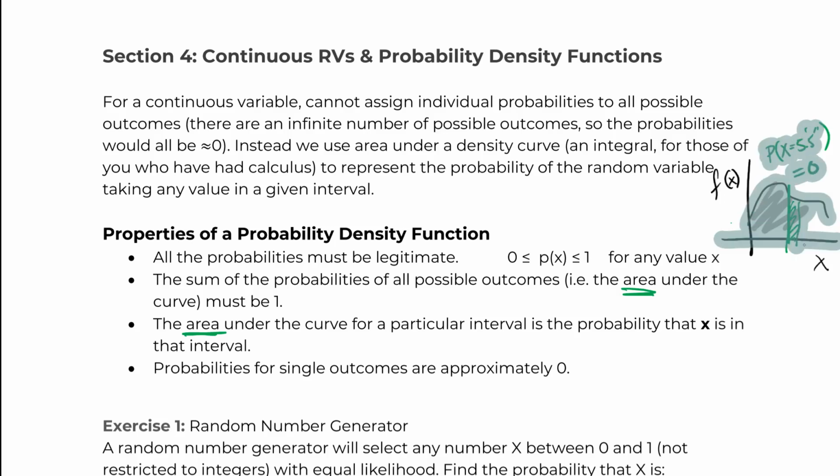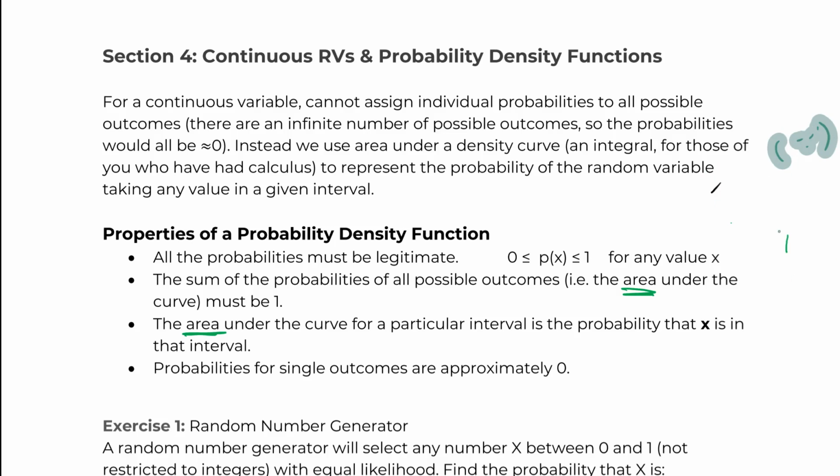So lines themselves will have no area, and so the nice thing here is all that reading carefully for do we include 3 or not include 3 that we had to do in the binomial, now it doesn't matter. It turns out our probability that x is less than or equal to 3 is the exact same as the probability x is less than 3. So we can read a lot less carefully in the continuous land than we did in binomial land.